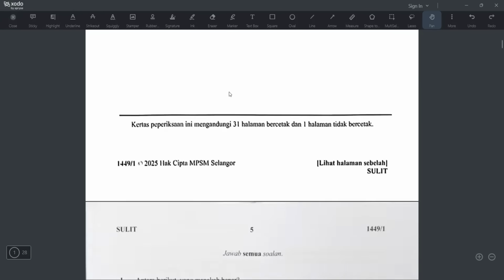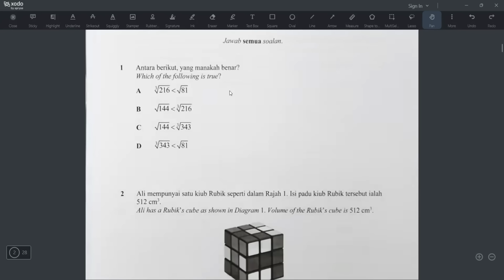Alright, so I'm gonna start now. Okay, number 1. Which of the following is true? So I think I have to go through all the A, B, C, D and see which one is true. So the first one, cube root 216 is smaller than square root 81.